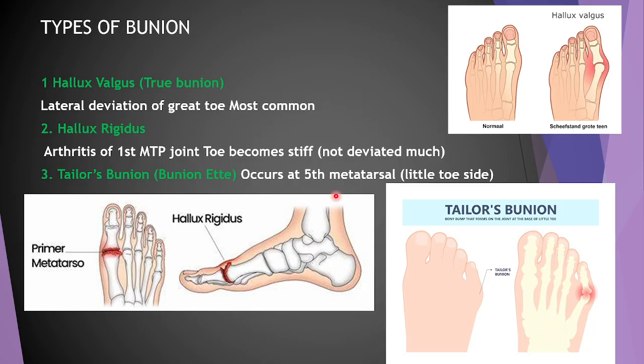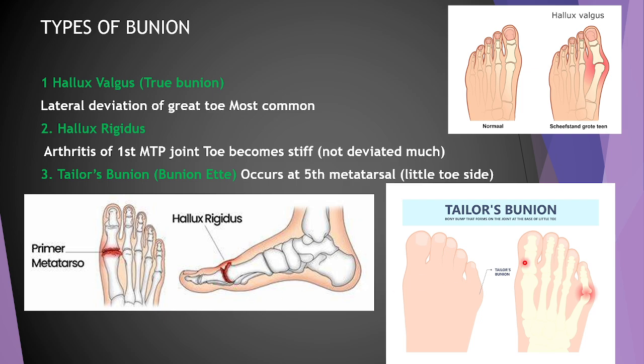So first, what are the types of bunion? In the bunion, there are three types. The first is hallux valgus, which is a lateral deviation of the great toe, and is the most common. The second is hallux rigidus, which is arthritis of the first metatarsophalangeal joint. The toe becomes stiff and is not deviated so much. So stiffness of the first metatarsophalangeal joint is known as hallux rigidus, and if a lateral deviation with a bony bump is there, that is known as hallux valgus.